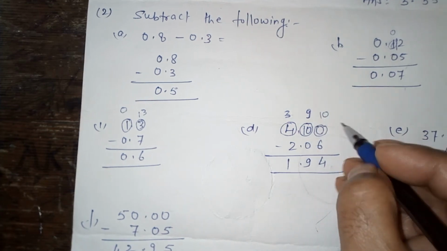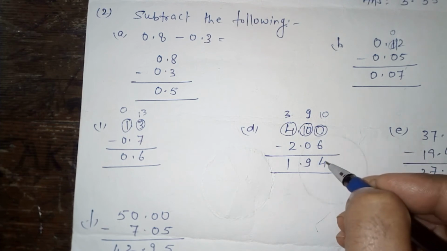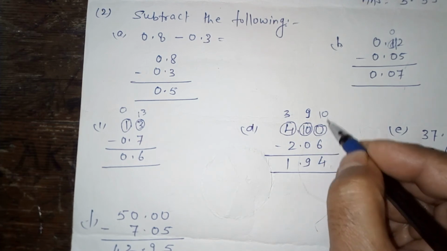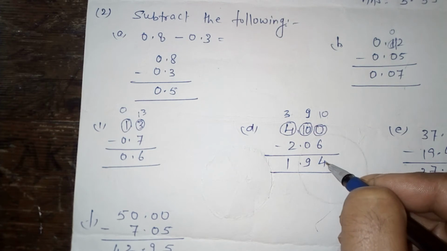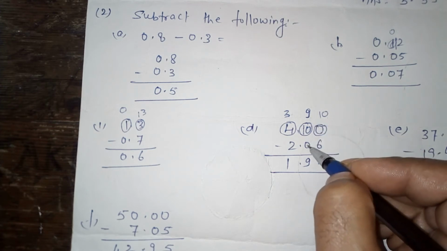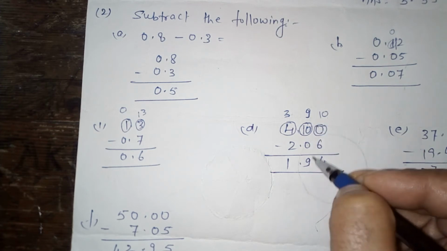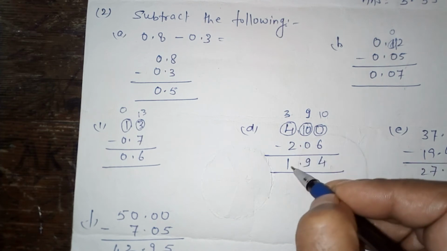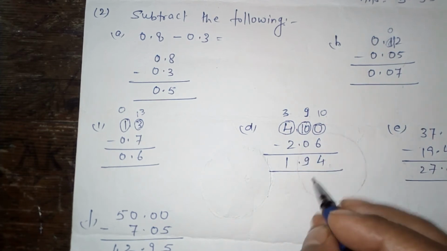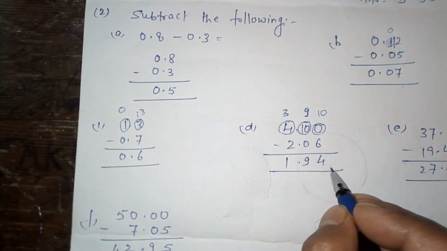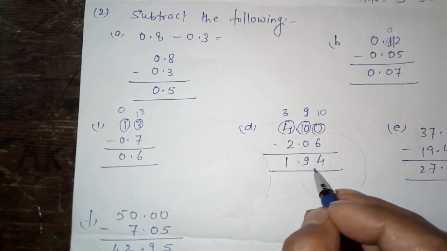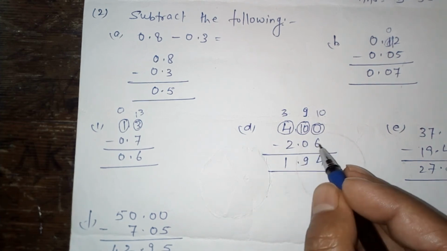Okay. So 10 minus 6 gives you 4. 9 minus 0 gives you 9. And 3 minus 2 gives you 1. The answer is 1.94. 1.94 is the required answer. Okay.